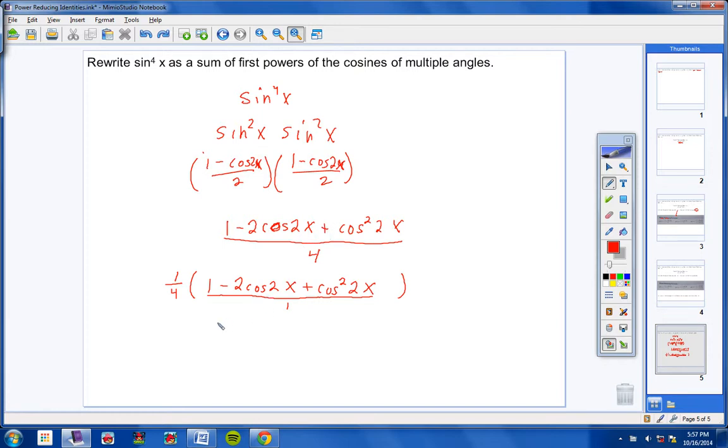Now, what I can do is, let me get rid of this fraction. Now, my goal is almost accomplished here. What I'm trying to do, remember, is write all of my cosines with the power of 1.